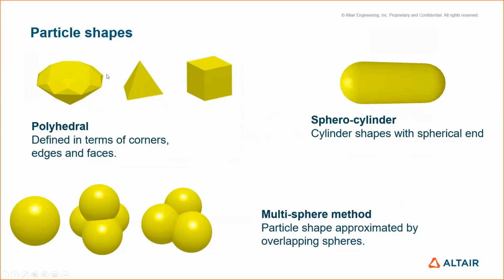For polyhedral particle shapes, this is defined in terms of corners and edges and faces. The advantage of the polyhedral is that it can accurately represent these flat and sharp edges, which we'll never really get in the sphere method. We can also represent spherocylinder shapes. This is really very similar to the multisphere method. It's spheres with spherical ends connected by a cylinder.